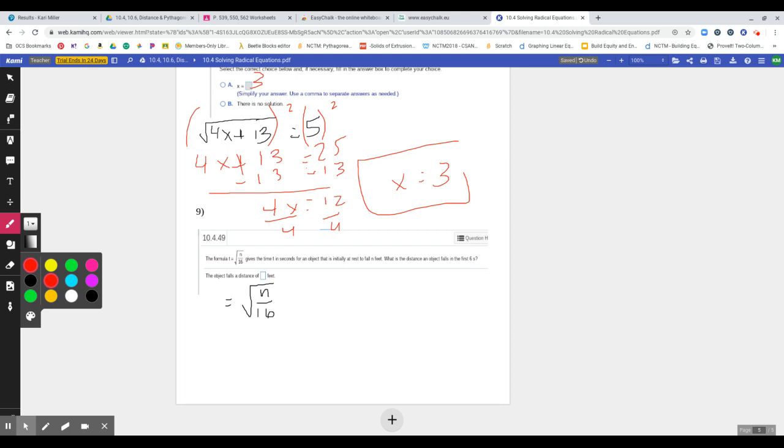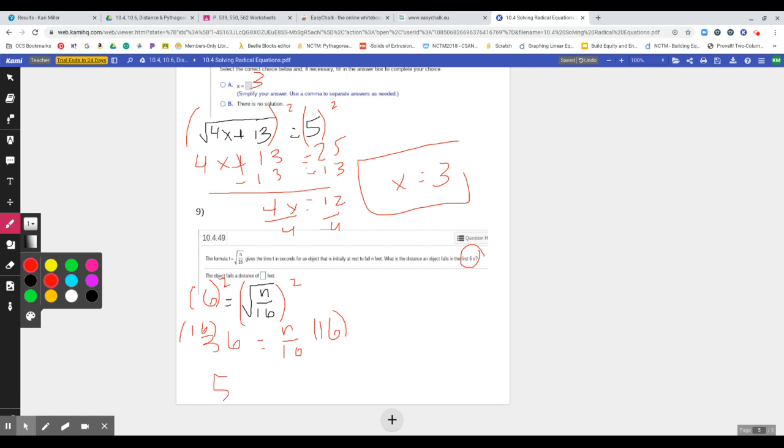This formula is t equals the square root of n over 16. It gives the time in seconds for an object that is initially at rest to fall in feet. What is the distance an object falls in the first 6 seconds? So 6 is going in for t. So we square both sides, and we get 36 equals n over 16. And then we multiply both sides by 16.